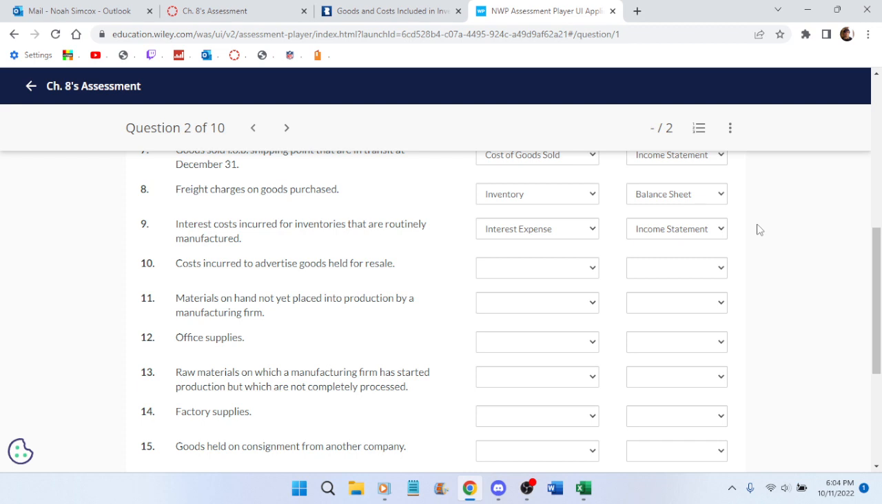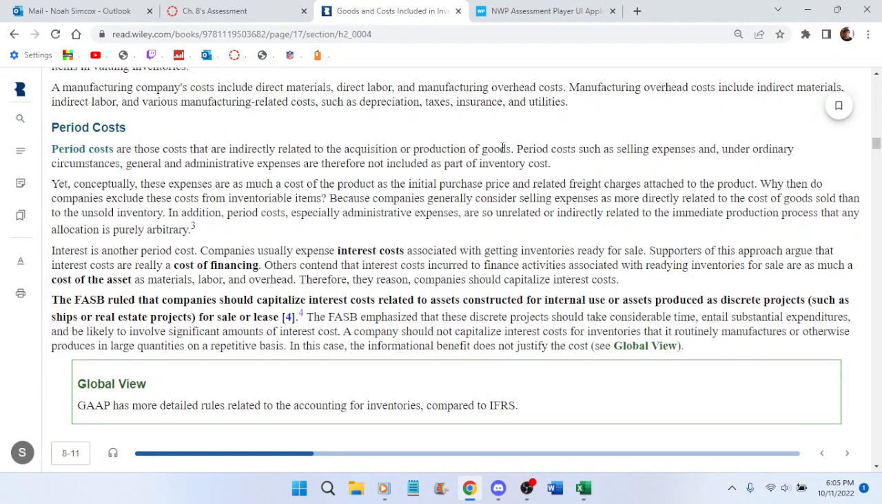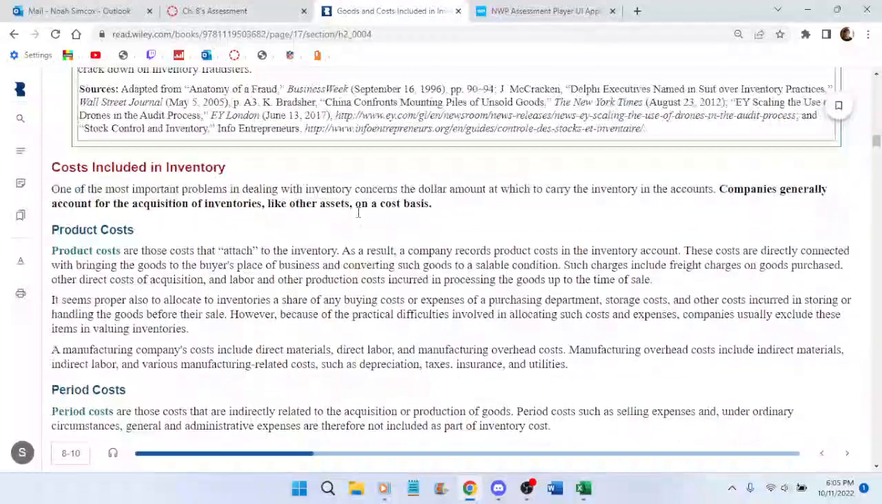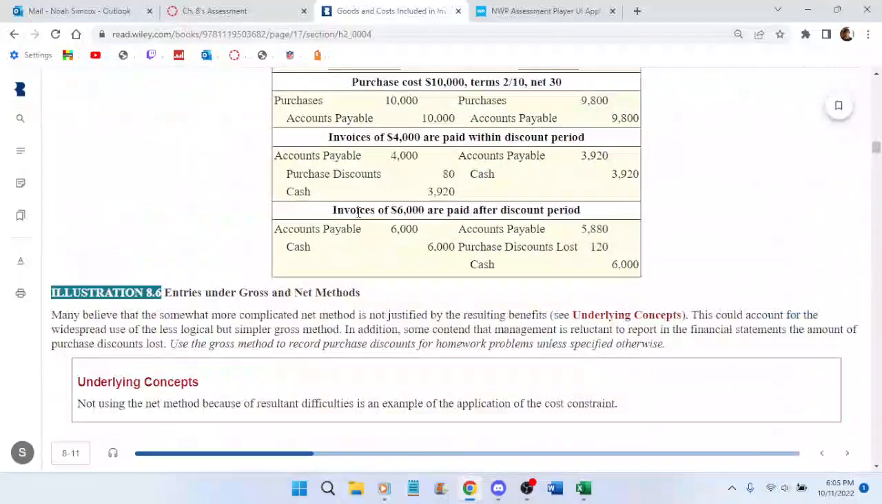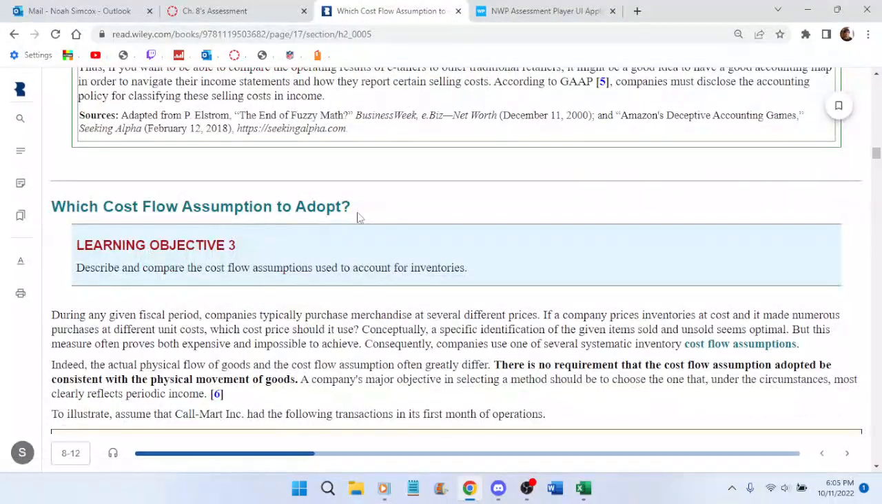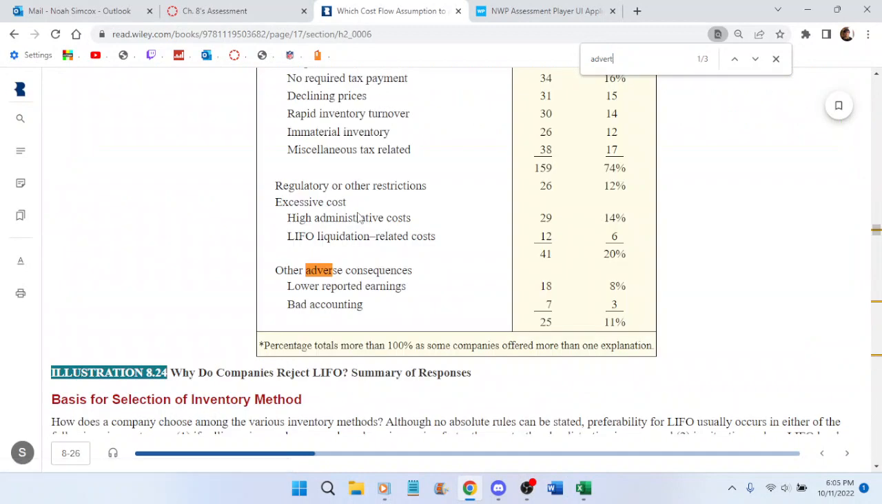Okay, advertising costs. I don't remember. I'm just gonna advertise.